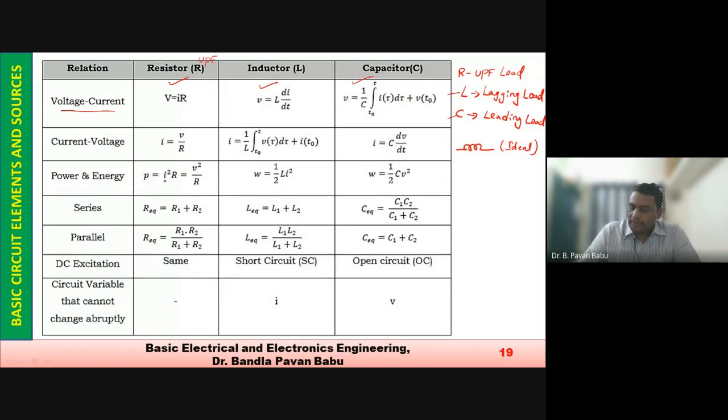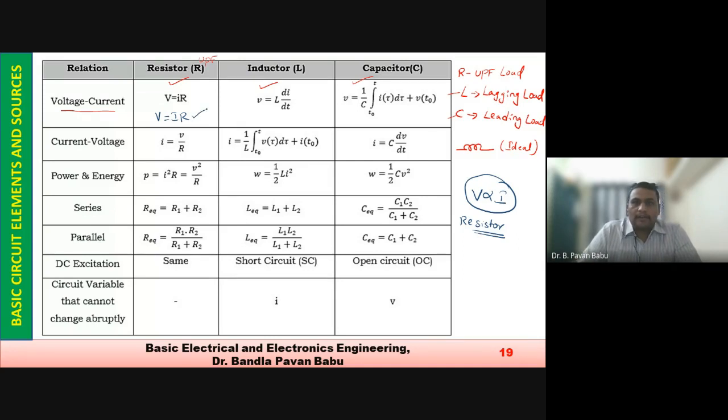Let us write in terms of equations. V equal to IR, as per Ohm's law, because of its linear behavior. We have already discussed this in the previous session. It obeys Ohm's law, that too under constant temperature conditions. Here V is proportional to I in case of a resistor, and hence it absorbs energy in the form of heat.